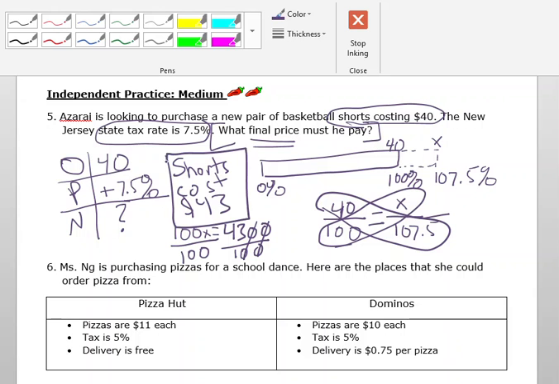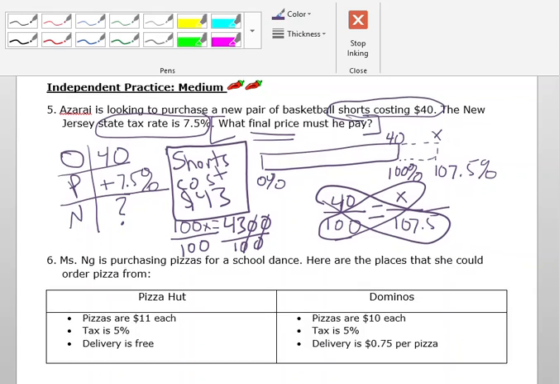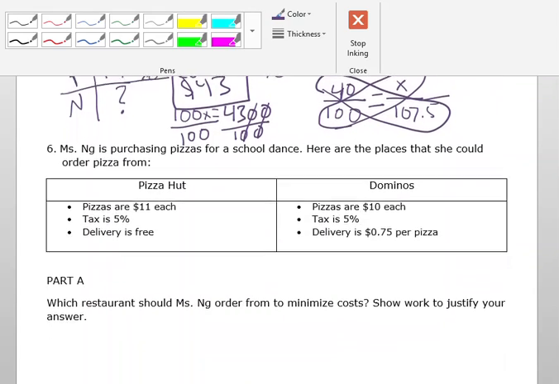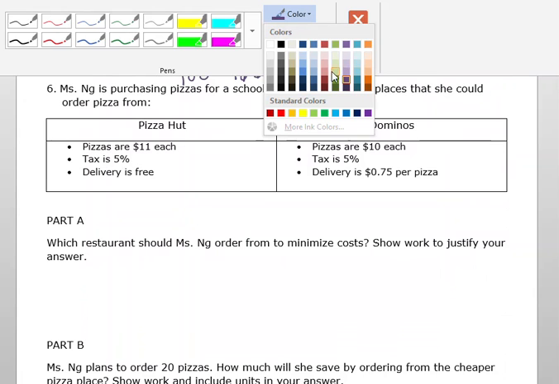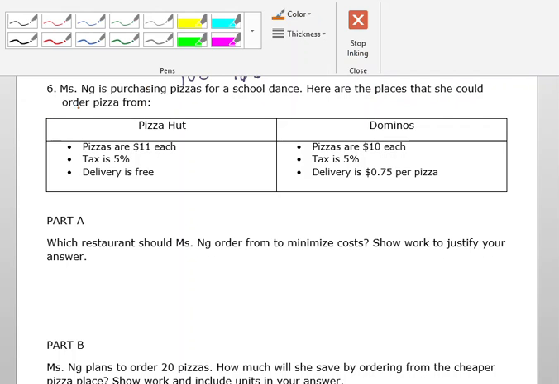Let's do one more. Okay, we'll do a two-parter here. Go with the lovely orange color. Okay. Miss Ing is purchasing pizzas for a school dance. Here are the places that she could order pizza from. Now, again, guys, I don't need you to recopy this. This is essentially my KIB chart.